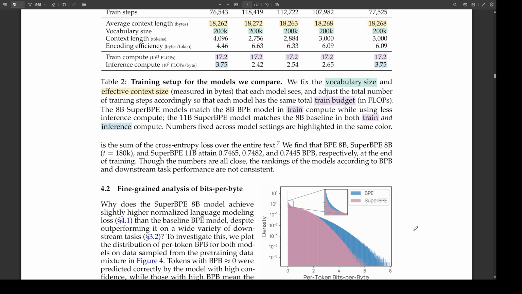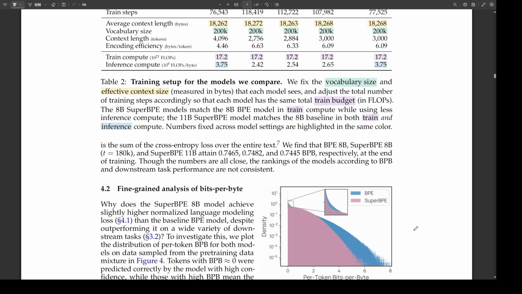So, okay, we have more efficient encoding. But how does that translate to the actual performance of the language models? Well, they did some really rigorous experiments where they pre-trained these massive 8 billion parameter transformer language models. 8 billion. Yeah, and they kept everything else the same. The only thing they changed was the tokenization method, either BPE or SuperBPE. Okay, so isolating the effect of tokenization. Exactly. And the results were impressive.